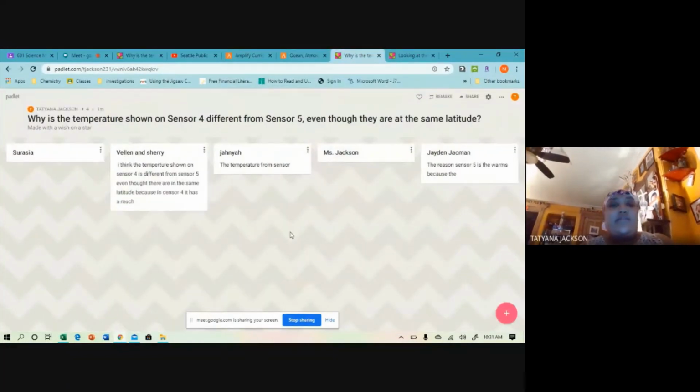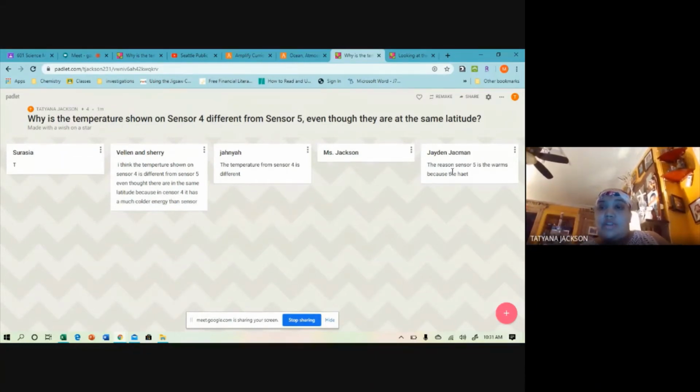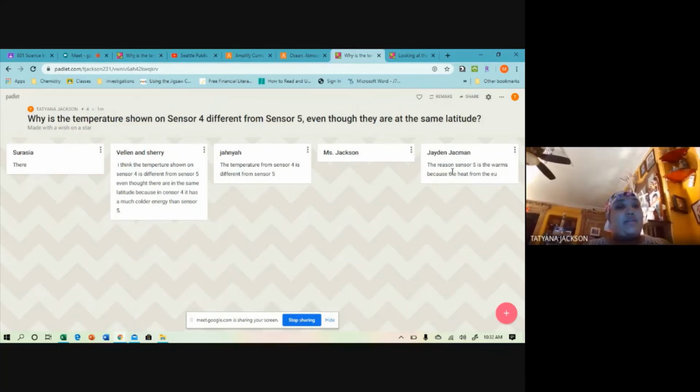All right. Oh, Belly, you're not done yet. I'm sorry. But I see that Valen and Sherry are talking about why they're different, even though they're at the same latitude. Jaden, the reason sensor 5 is warmer is because of the heat. Because of the heat from what, Jaden? You're on the right track. So the reason why sensor 5 is warmer is because of the heat from what? You're on the right track.